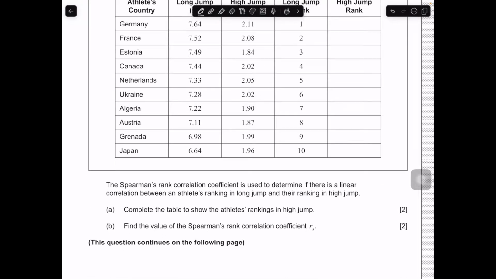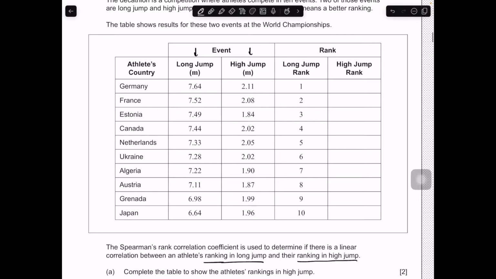Further on down, it says, the Spearman's rank correlation coefficient is used to determine if there is a linear correlation between an athlete's ranking in long jump and their ranking in high jump. Complete the table below to show the athlete's rankings in high jump. And then part B says find the value of Spearman's rank correlation coefficient. They've already given us the rank for long jump, where the highest score takes the highest rank. And we can do the same thing for high jump over here.